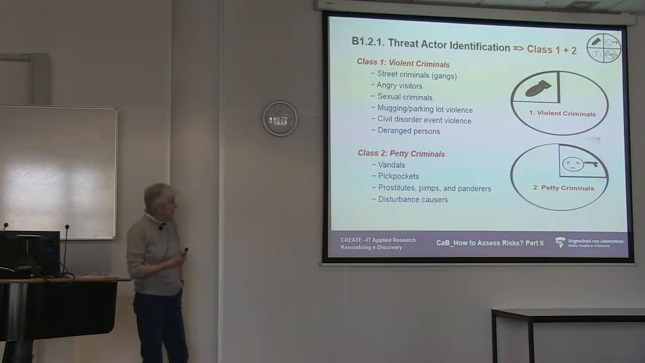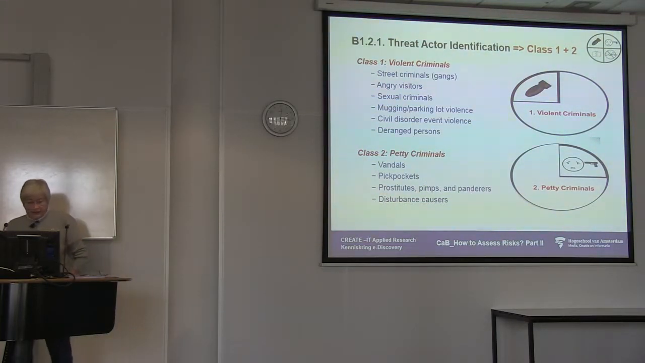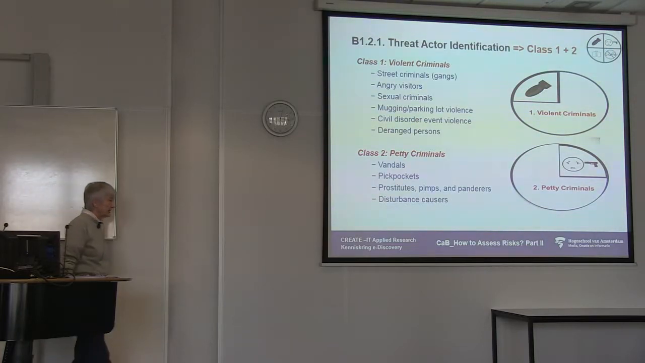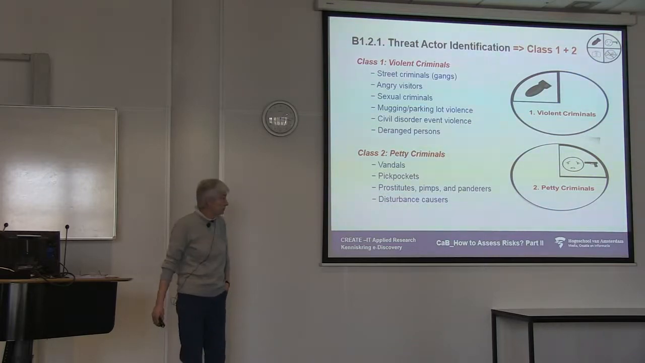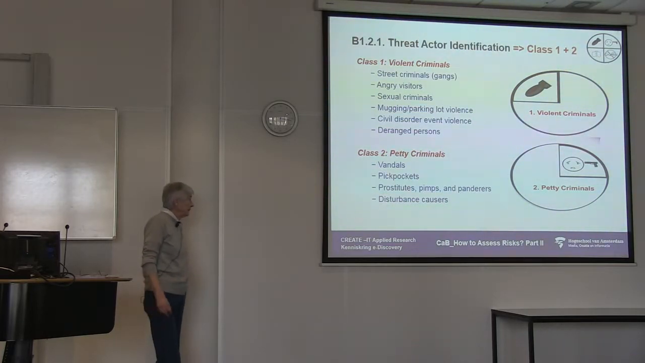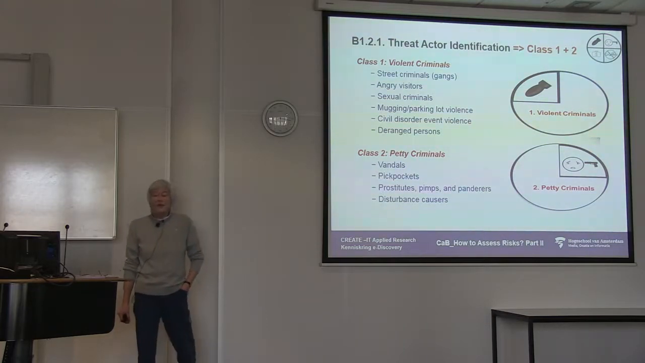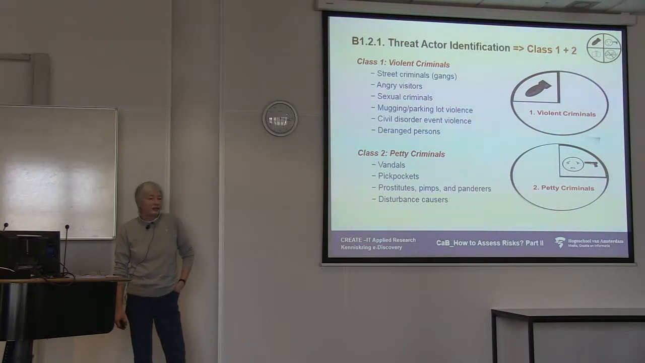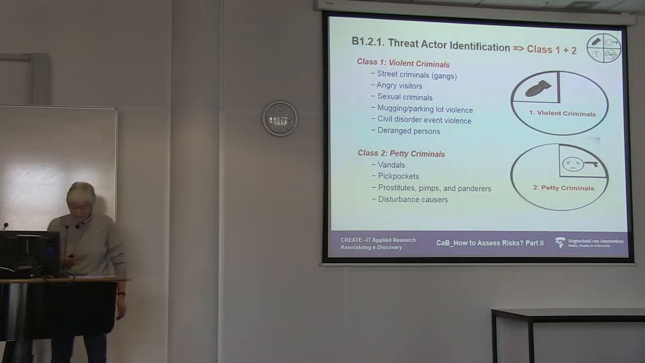The other category, class two, the petty criminals, well, the vandals, they like to destroy a lot of things. The usual category of pickpockets on the metro, in the train, wherever, or in shops. Then you have the category prostitutes, pimps, and panderers, and the disturbance causers. They are not violent, but they can become very angry. They shout and they make a lot of noise.